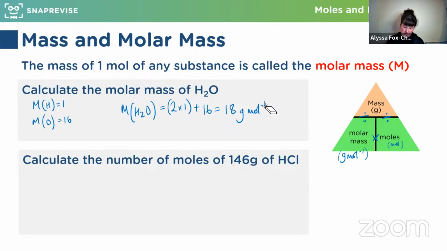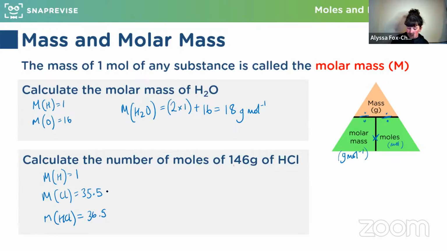It then asks us to calculate the number of moles in 146 grams of HCl. So we're trying to work out the number of moles. So we need mass divided by molar mass. So we've got our mass. We need to work out our molar mass. So again, hydrogen has a molar mass of 1. Chlorine has a molar mass of 35.5, using our periodic table to help us. The mass of 1 mole of chlorine is 35.5. So the molar mass of HCl is 36.5. These are in grams per mole.